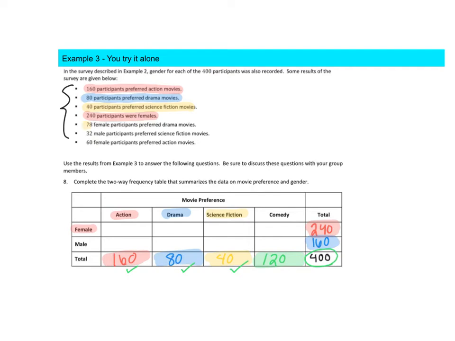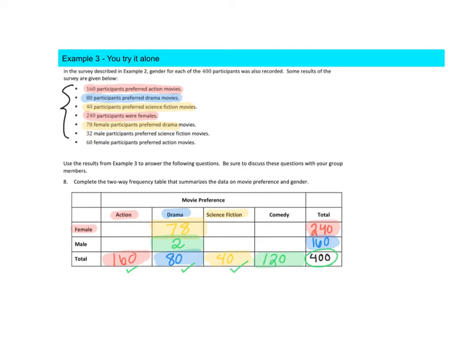Next up, it says 78 female participants prefer drama movies. So 78 female participants prefer drama. This is the female column for drama. And so there are 78 females here. Okay. Well, if we know that there's 78 females there, can we figure out how many males prefer drama? Because we know how many total people prefer drama. Well, what's the difference between 78 and 80? 2. That means there's 2 males who prefer drama.